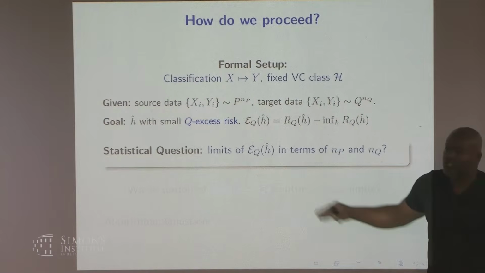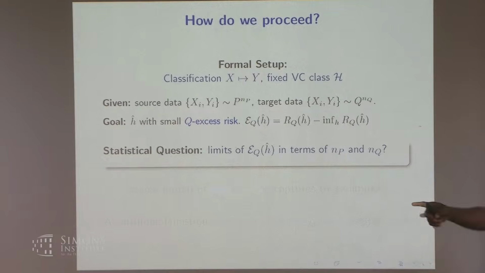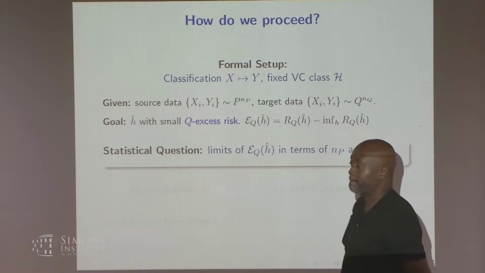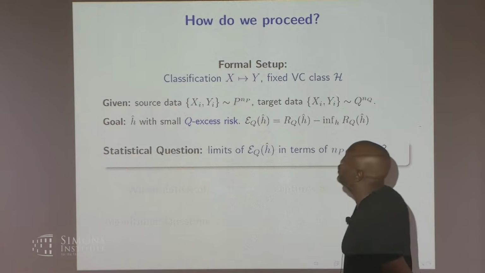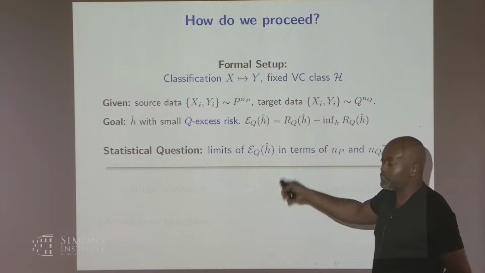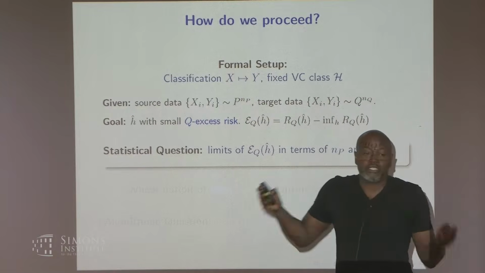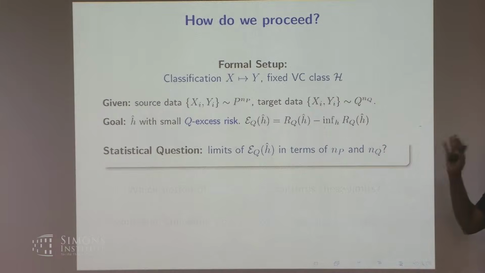So the statistical question is, what are the limits? Please. You know both P and Q? I don't know the distributions, but I have data from both of them. I just know it's data from two distributions that are potentially unrelated, that are potentially not the same.